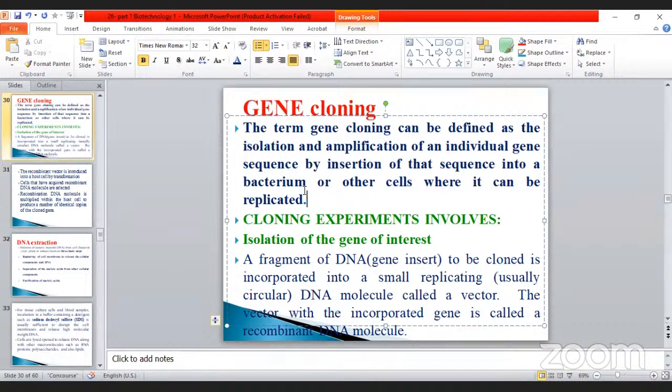Generally, you can create new combinations, recombinant animals or plants, whatever it may be. What are the cloning experiments? How will it be involved? What are the processes which occur in gene cloning? Listen, the first one is the isolation of the gene of interest. Already we discussed that also. Which gene is important for us?